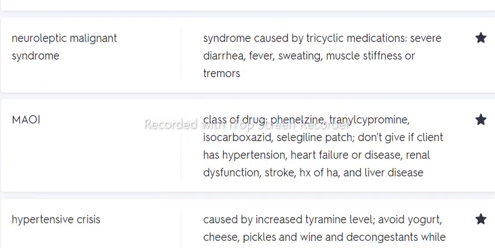Class of drug: phenelzine, phenylcypromine, isocarboxazid, selegiline patch. Don't give if colitis, hypertension, heart failure or disease, renal dysfunction, stroke, history of HOP, and liver disease.